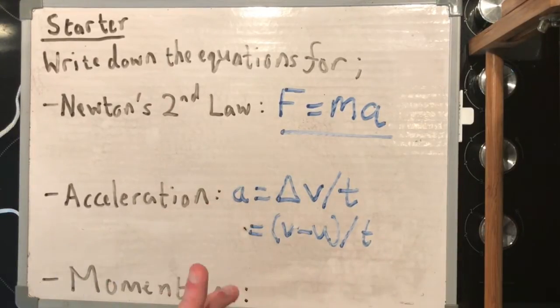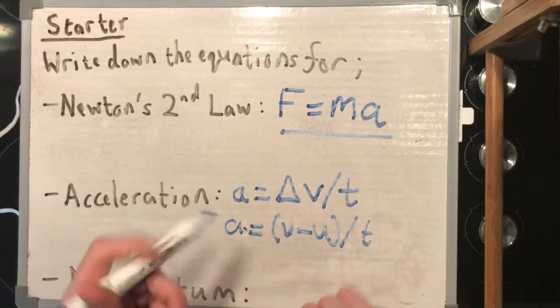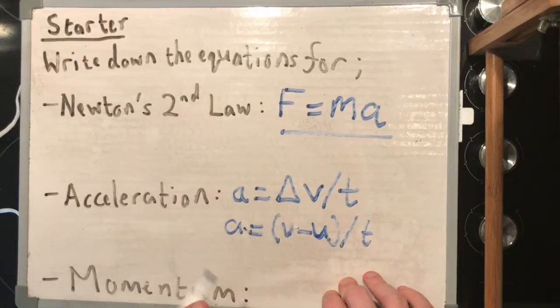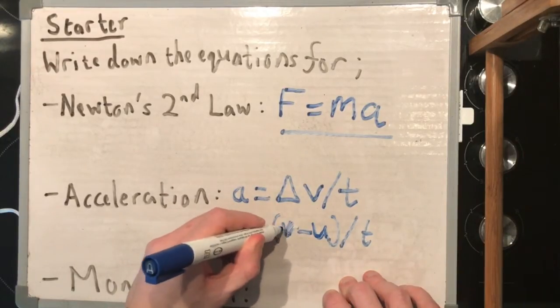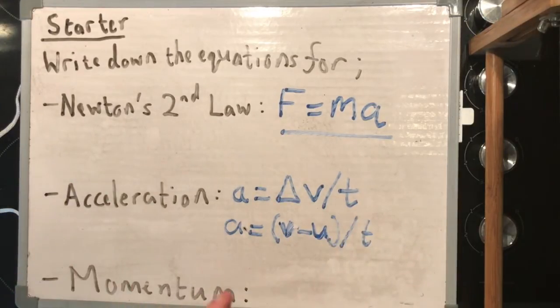Essentially, what we're saying is that acceleration is equal to the change in velocity, or change in speed if we're working in scalars rather than vectors, but I prefer velocity. The change in velocity divided by the time taken for the velocity to change.